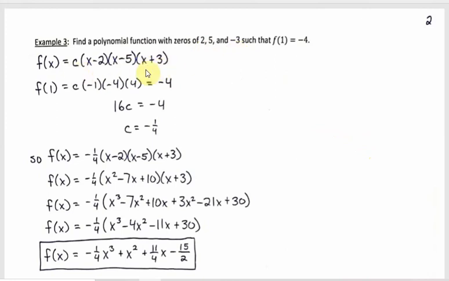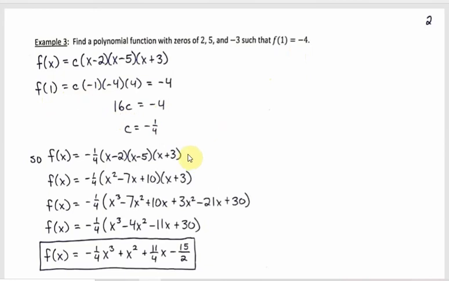Then you've got to have that c out front to take care of this condition at the end, that f of 1 has got to be negative 4. Well then we'll figure out what f of 1 is, and if we sub in, eventually what you end up with is that 16c is negative 4. So then c would have to be negative 1/4 to get that condition to work out right.